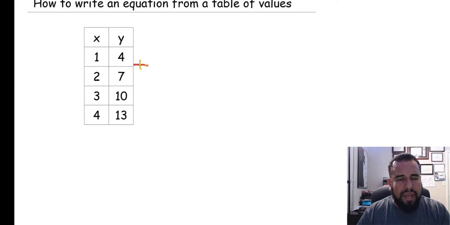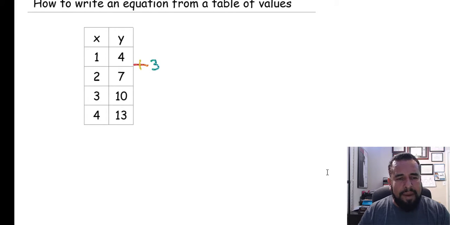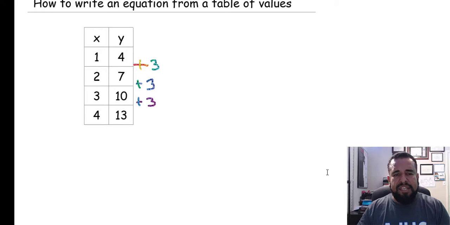So I'm going to find what it's growing by here. I know that they're going up between 4 and 7. So what did they do to 4 to get 7? Well, it looks like they added 3. Okay. But I want to confirm that with the other units, right? I don't just want to do one. I want to make sure that it's consistently growing by the same amount. So the other one is 7. So 7 plus 3, it does equal 10. And 10 plus 3 does equal 13. Great. So it looks like we found our growth. Our growth in this case is 3. It's growing by 3.